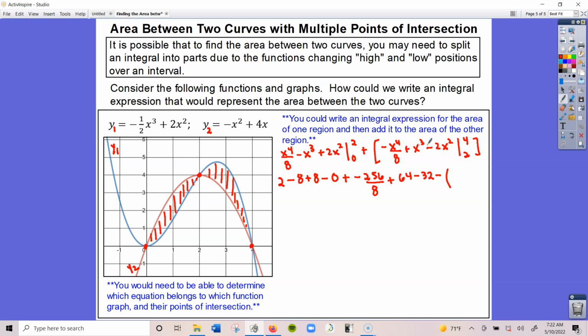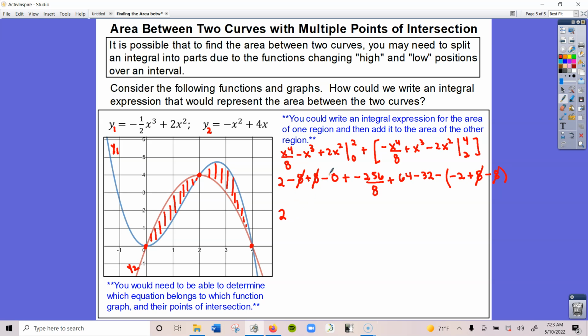Minus, now when I plug in the 2, 2 to the fourth is 16 divided by 8 is 2, and then it's negative, so negative 2 plus 2 to the third is 8 minus 2 squared is 4 times 2 is 8. So we can start eliminating some things. Here, this 8, this negative 8 and this plus 8 will cancel out, and then this 8 and this negative 8 will also cancel out. So let's see what else we have.